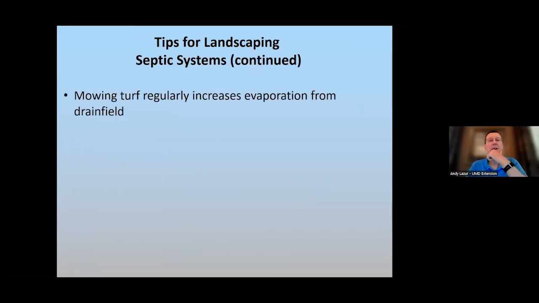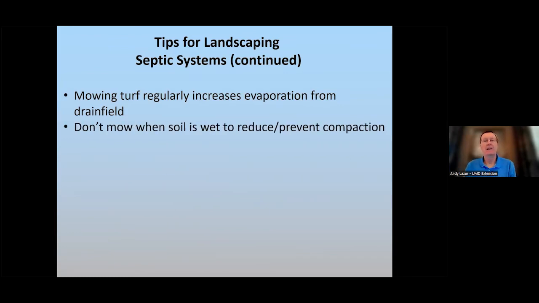So these are some other landscaping considerations. If you have any turf on your drain field, that regular mowing really increases a lot of the moisture uptake, which is good. And then, of course, what you don't want to do is mow when the soil is very wet because, interestingly enough, you're walking on it. If you're pushing a mower, your footprint does a lot of compaction, more so than a riding mower, for example.